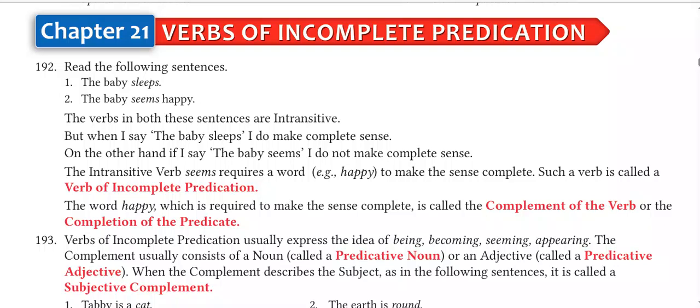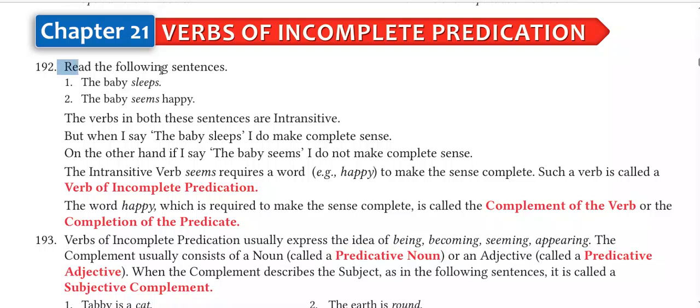In today's discussion, we will be exploring verbs of incomplete predication. We will understand what the concept is and how we can have sentences that integrate these kinds of structures. Let's jump into the discussion and see.